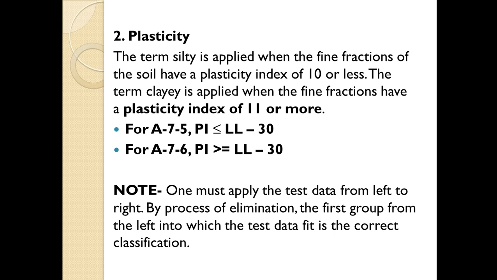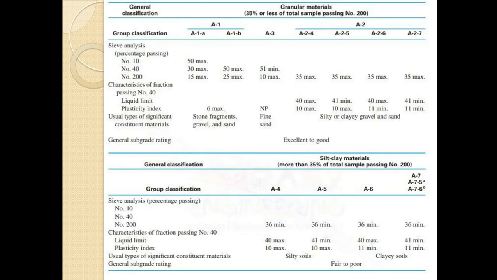Now let's move on to what was written further. The term clay is applied when the fine fractions have a plasticity index of 11 or more. Here in our clay soil, you can see it is written that plasticity index is 11 minimum. It means that our soil should have a plasticity index of at least 11 or more. For example, if my soil has a plasticity index of 16, then we can classify it in the category of clay soil, otherwise no.